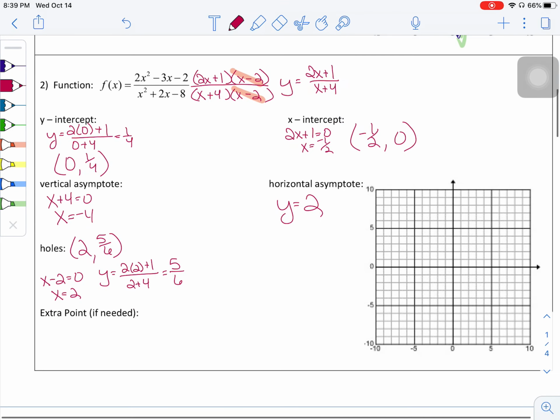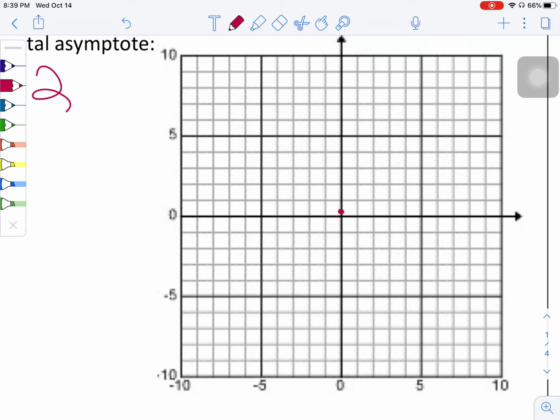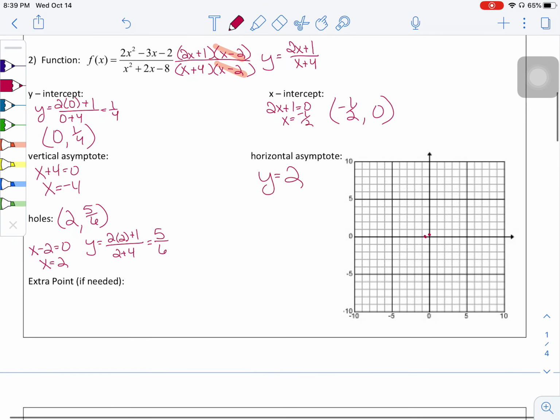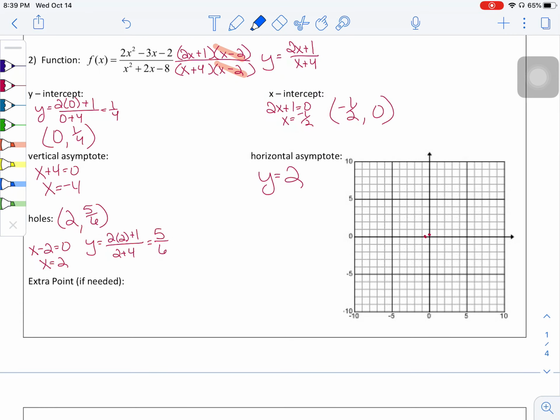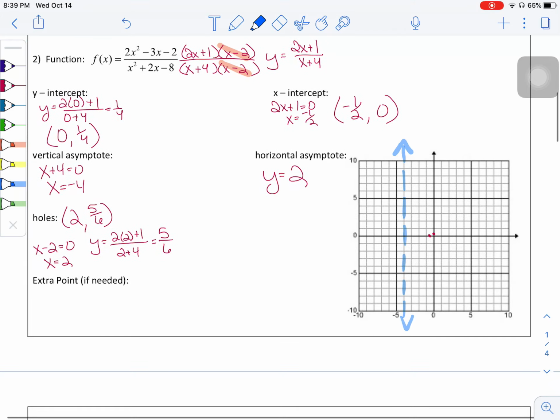Be careful with the fractions that you don't have to go too insane with it, but just make sure they actually fit. So let's see, (0, 1/4), and then I had (negative 1/2, 0). All right, so let's see what we've got here. Vertical asymptote of x equals negative 4. So that's over here. Horizontal asymptote at 2. All right, so it's going to be 2 here. And we have a discontinuity, a hole in the graph at (2, 5/6).